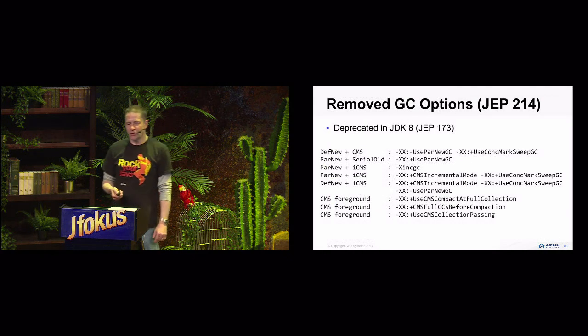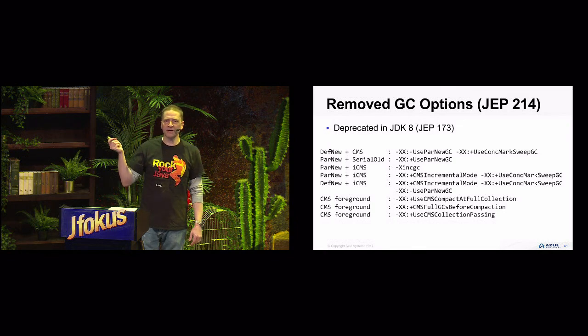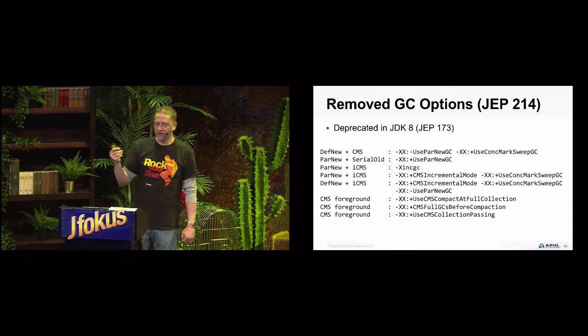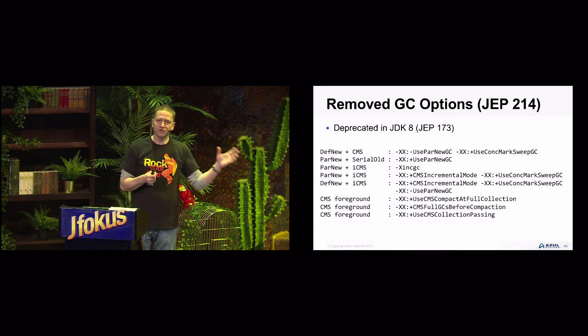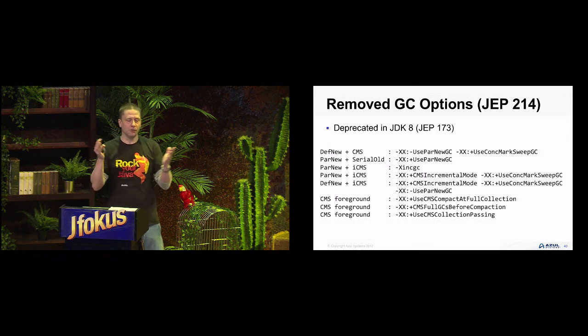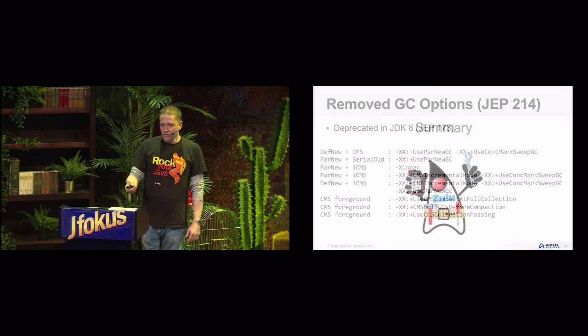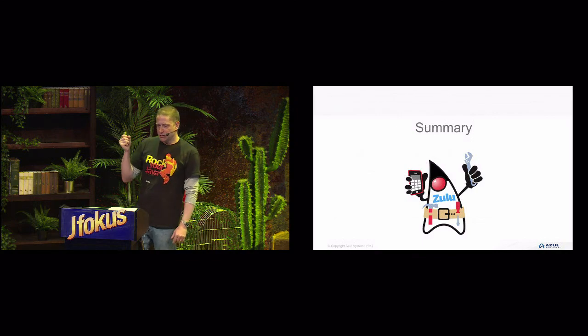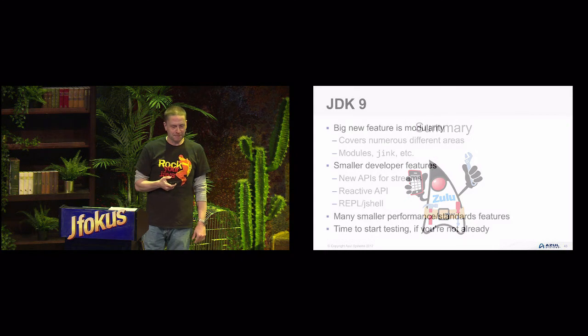A range of garbage collection options have disappeared. So these were deprecated in JDK 8, and now they won't be supported. So if you try running your JVM with these options, it just won't work. Most of it's around incremental concurrent mark sweep, but there's also things like if you're using parallel new and serial old, why would you do that? So it's no longer supported. So that is 55 new features in 47 minutes. Pretty good.